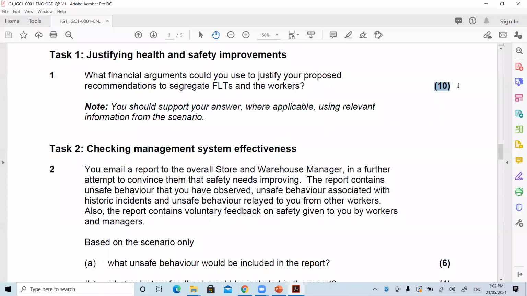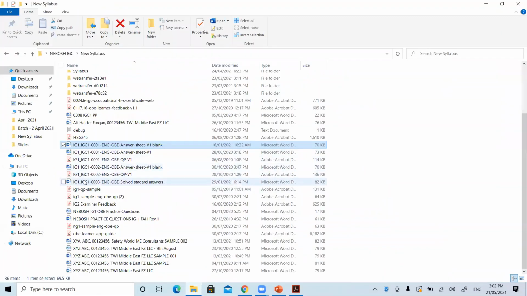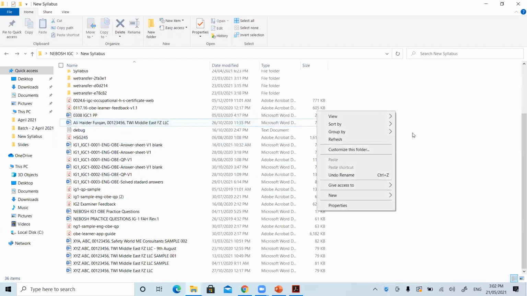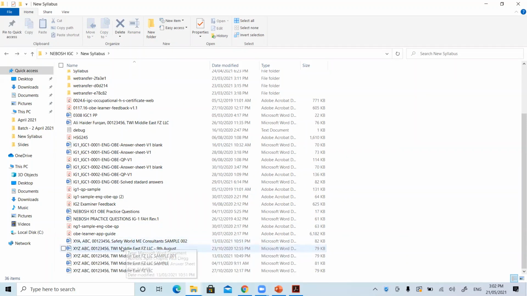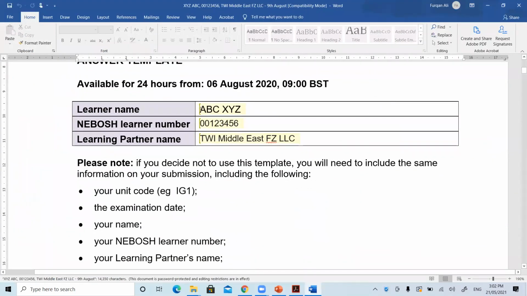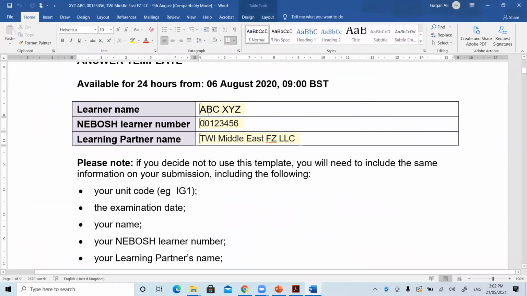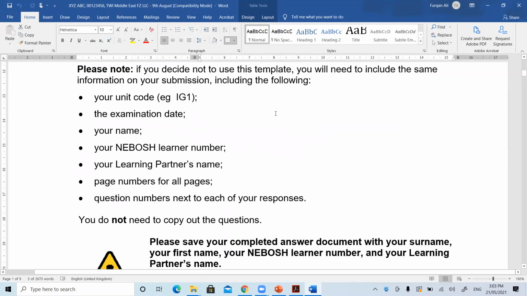How many marks does it carry? It carries 10 marks. So a very easy question, guys. Now let's look at the standard answer for this question. So this was the answer sheet. I've typed my name, A, B, C, X, Y, Z, or whatever the name is, here. 00123456 is the learner number. TWI, or whatever the institute name is, you can write here.